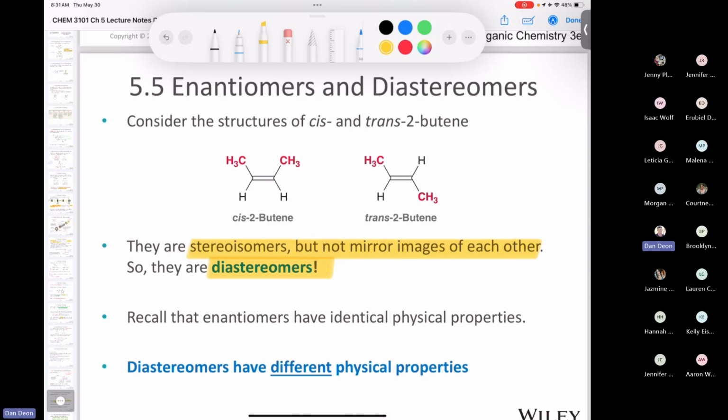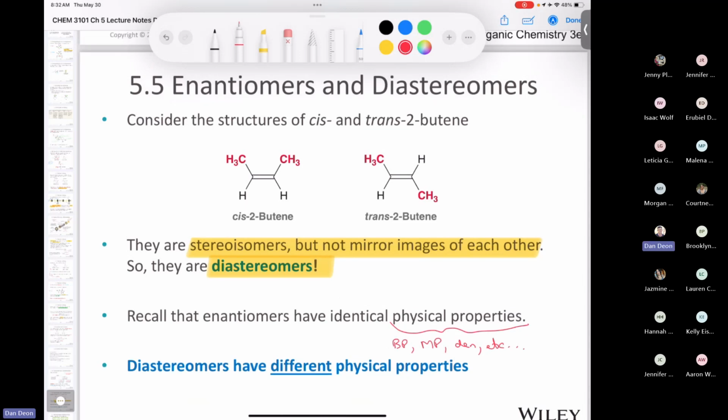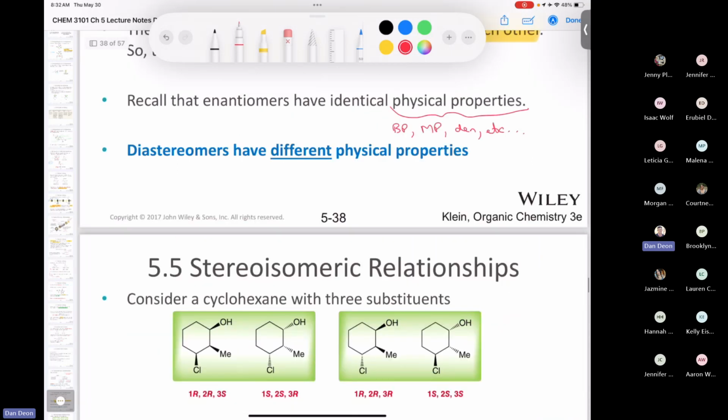Now, are these two compounds going to have the same physical properties? Absolutely not, right? They have different shapes, different arrangement of their atoms in space, and so they're going to pack differently, and so they're going to have different boiling points, different melting points, different densities, etc. All their physical properties are going to be different, unlike enantiomers, which had the same physical properties. So besides diastereomers like cis and trans, we have to look at how R and S stereocenters, or chiral centers, relate to diastereomers.